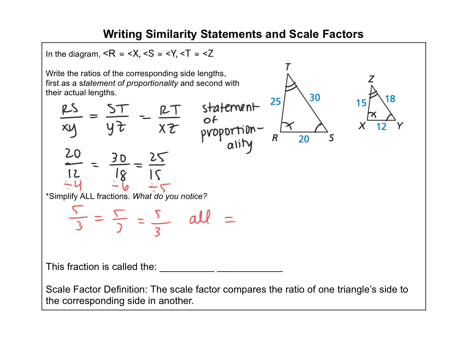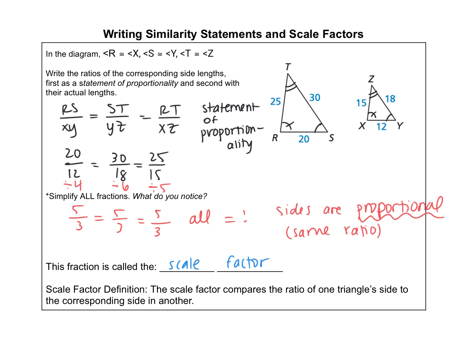And they are all equal. And they should be. We said similar triangles, the sides are proportional. Write that down. Sides are proportional. And what that means is they have the same ratio. So all of those ratios simplified to the same number. Now, that number that they simplify to is an important number, and that number is called the scale factor. The scale factor is just the ratio of the sides. That's it.